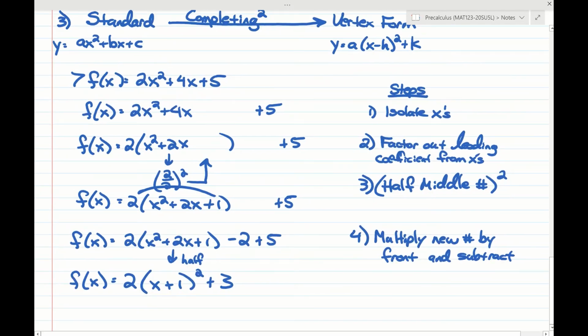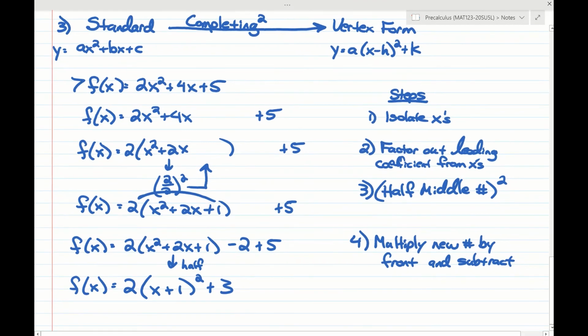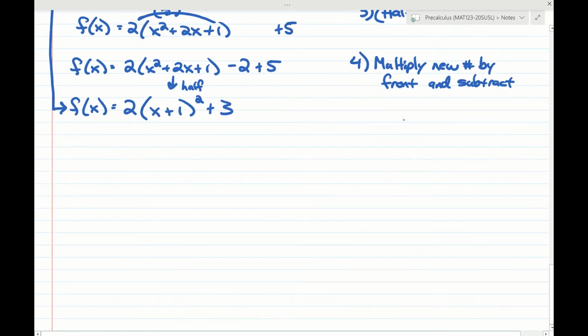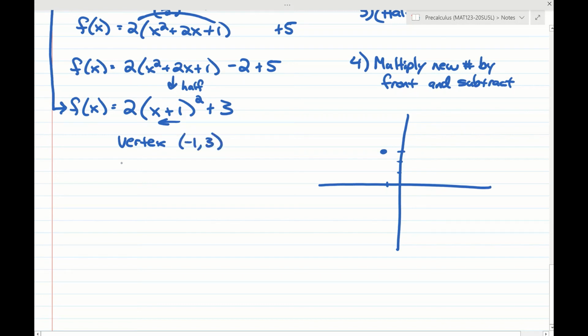And now we see that it's in vertex form, so we took something in standard form and converted it to vertex form. Let's go ahead and graph this. Now looking at this, it looks like the vertex, we're going left 1 up 3. Which means the axis of symmetry would be x equals -1.